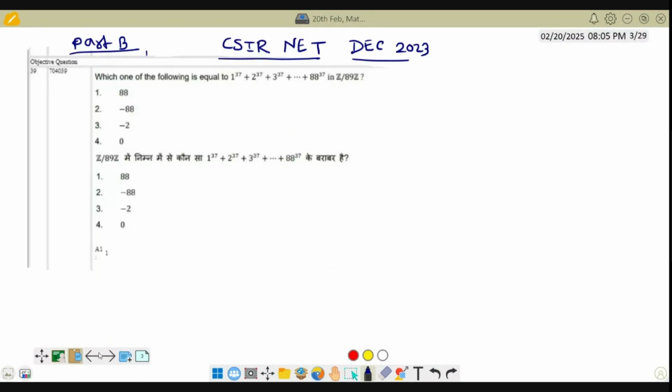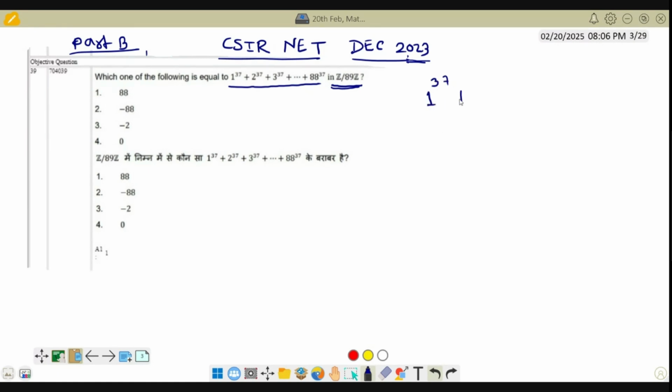Since I'm interested in number theory, I chose this problem first. You do not need to know too much theory for it, and it was asked in December 2023. So we have Z mod 89Z, and you have to find the value of 1 power 37 plus 2 power 37 up to 88 power 37. How will you solve this?